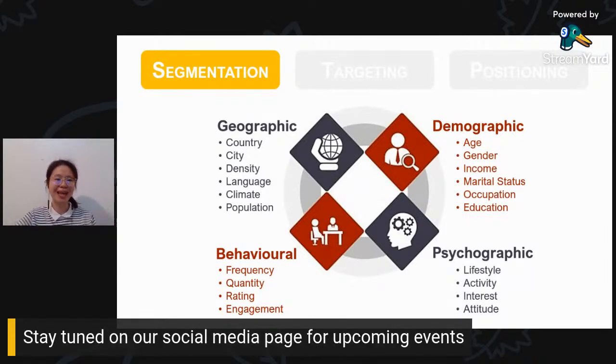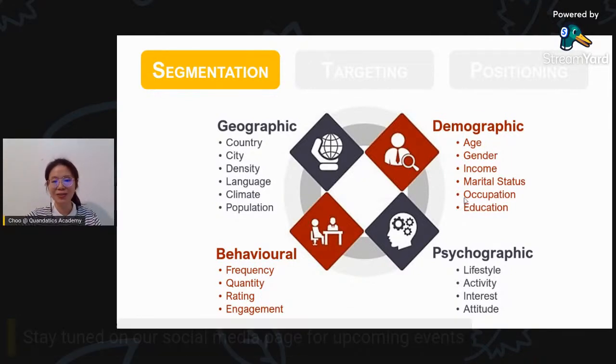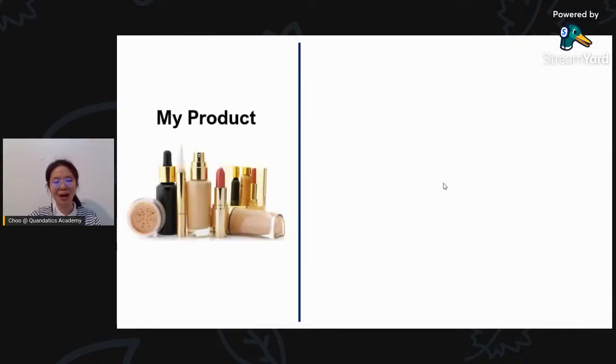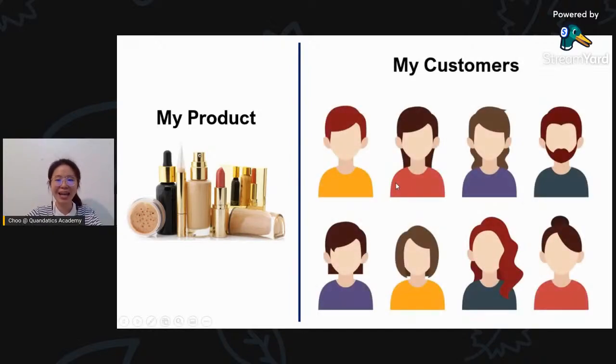All right, so to get everyone into the scenario, let's have a quick simple example. So now consider that the business we are in is to sell cosmetic products. Okay, my product is a cosmetic. And then here are our customers. So we have 8 customers here.